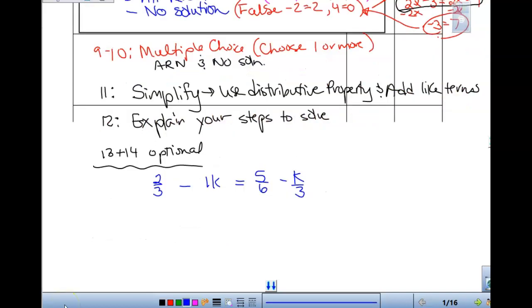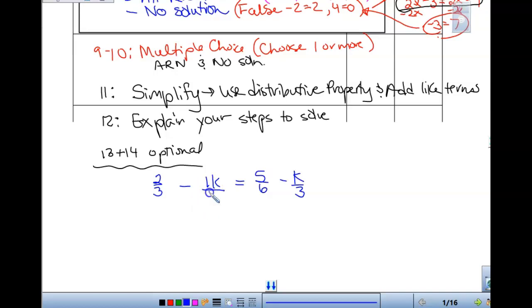Again, when you have these fractional problems, fractions just cause many of you angst. They cause you problems. So thinking of 1K, 1K is really over what denominator? It's 1. What could I put in the denominator if there's no number there originally? How can I write 1 as a fraction?